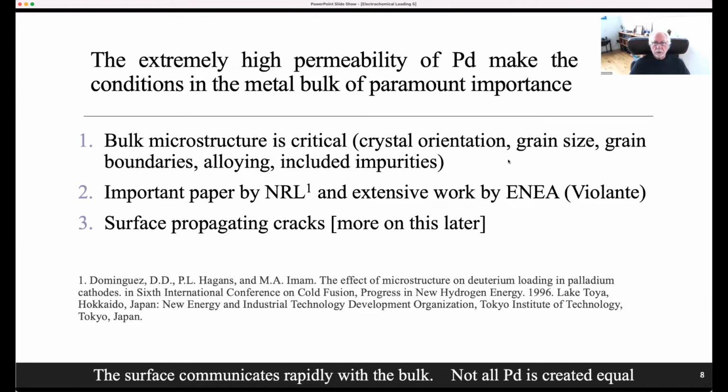Crystal orientation, grain size, grain boundaries, alloying, included impurities. An important paper on this is referenced below by NRL, and extensive work was done at ENEA by my good friend Vittorio Violante and his group. There's an issue of surface propagation of cracks, which I'll talk about shortly.